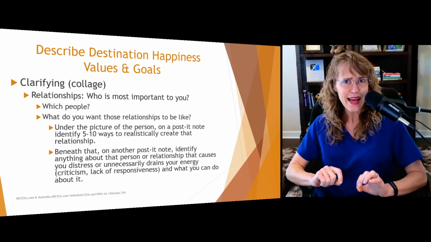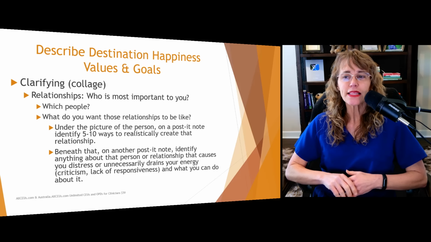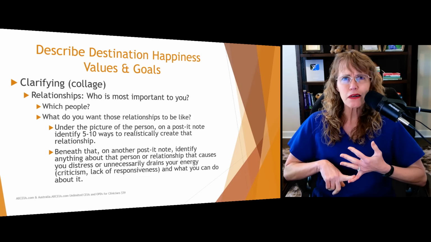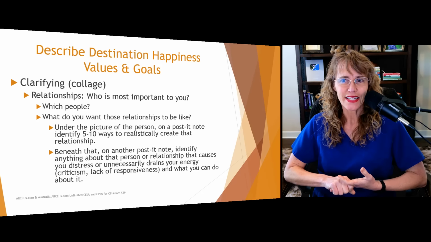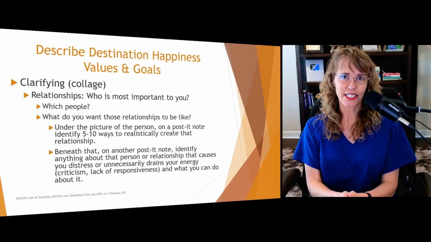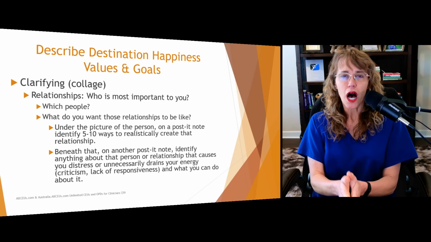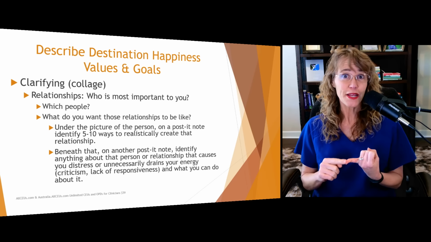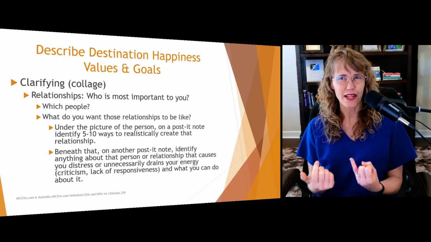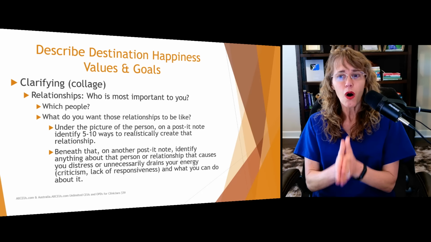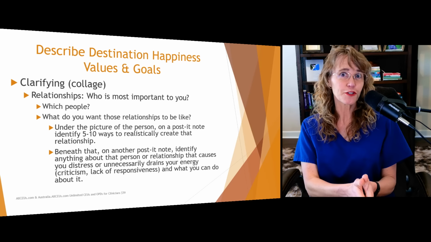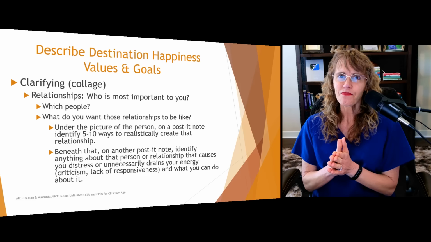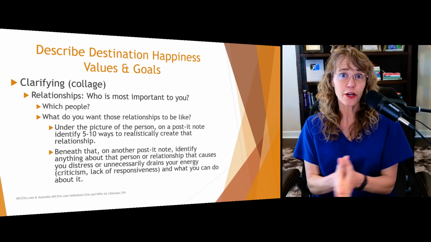And then beneath that, on another Post-it note, identify anything about that person or relationship that causes you distress or unnecessarily drains your energy, like they're critical or they're not responsive, and what can you do about it? Recognizing that in a lot of cases in relationships, people are unresponsive, if you want to use that word, to you, not because they don't care, but either because they don't speak your love language, so you're not receiving it, they're trying to be responsive and you're not cluing in, or they don't understand. They are thinkers, for example, and you're a feeler. You need them to validate what you're feeling in the moment. They may not understand that's what you need, so they go to trying to fix it right away.